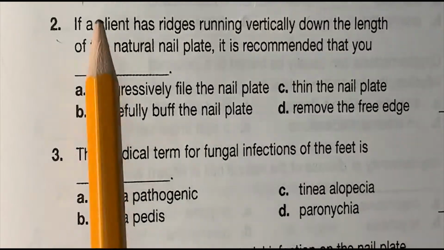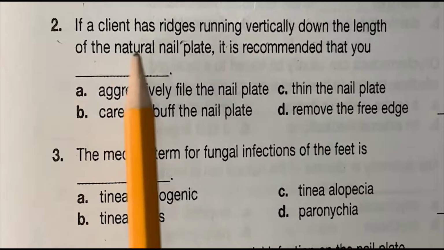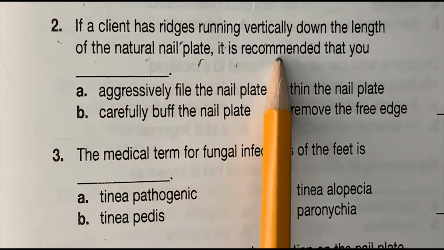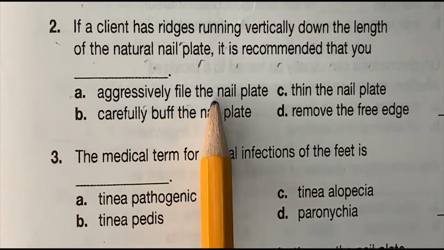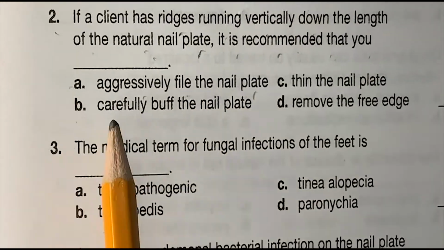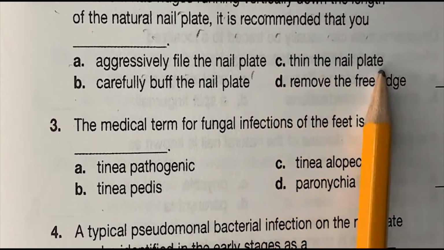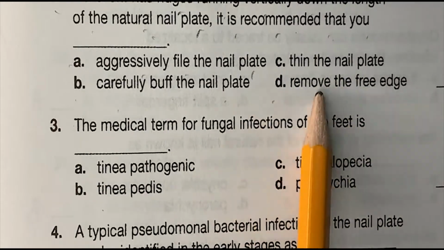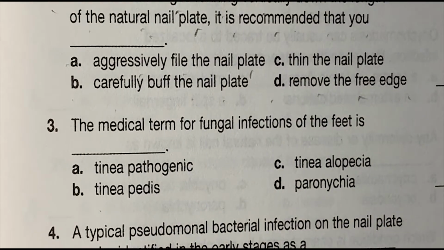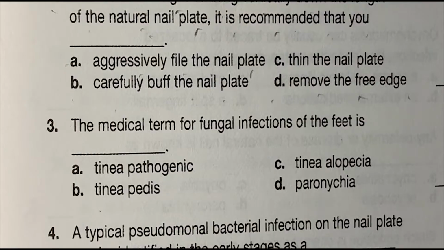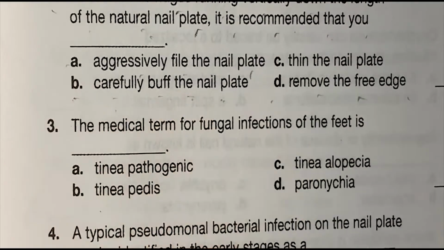Number 2, if a client has ridges running vertically down the length of the natural nail plate, it is recommended that you blank. A, aggressively file the nail plate. B, carefully buff the nail plate. C, thin the nail plate. Or D, remove the free edge. And your correct answer is B, carefully buff the nail plate.